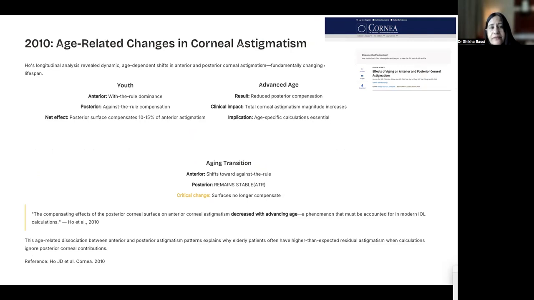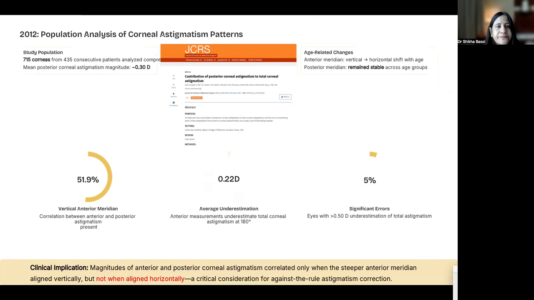But as one grows older, the anterior surface of the cornea changes from with the rule to against the rule astigmatism, whereas the posterior corneal astigmatism remains stable. That is, it remains against the rule. Hence, if you're correcting an against the rule astigmatism in an elderly patient, you can land up with residual astigmatism. It's going to underestimate it.